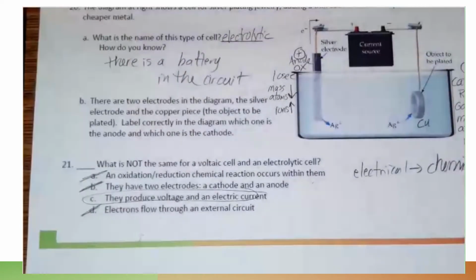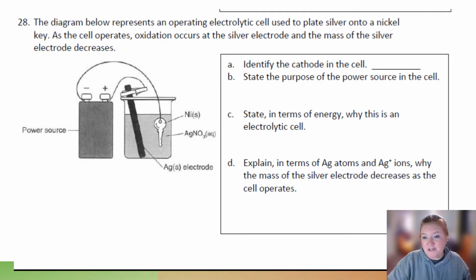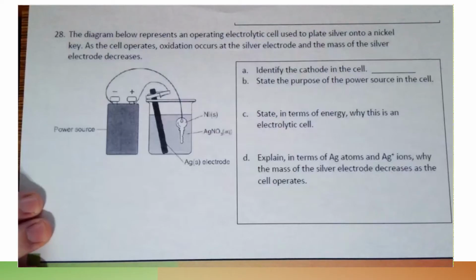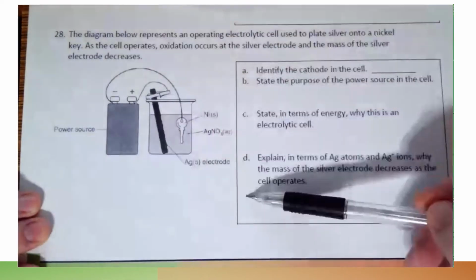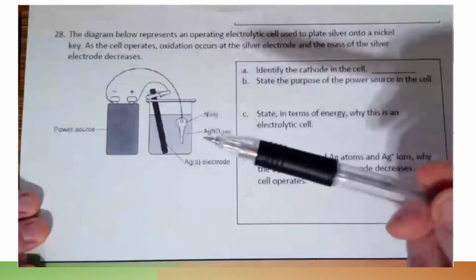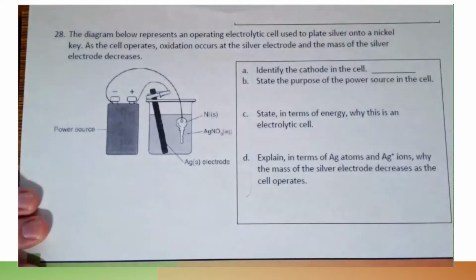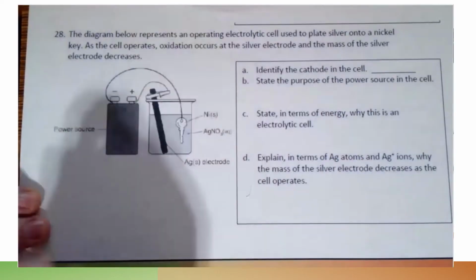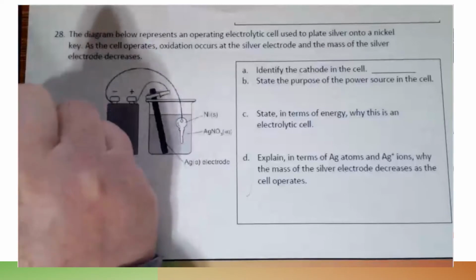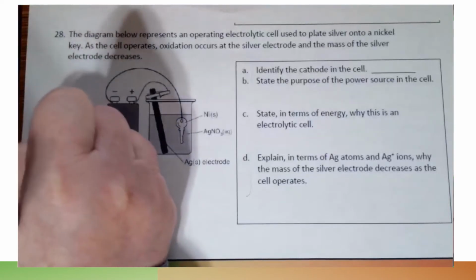Okay, there we go. All right, here's another example, but again, I'm going to do it on paper. Okay, here's another one with a bunch of questions. What I'm going to do is label as much as I can in this diagram before I do the questions. The questions are so much easier when you do it that way. All right, are you ready? So look at this power source. What does this tell me? That tells me this is electrolytic.